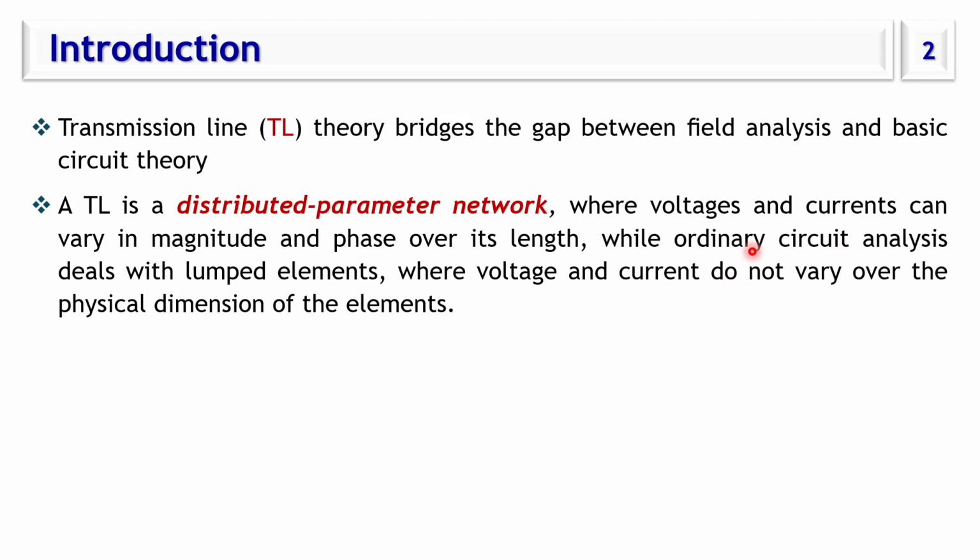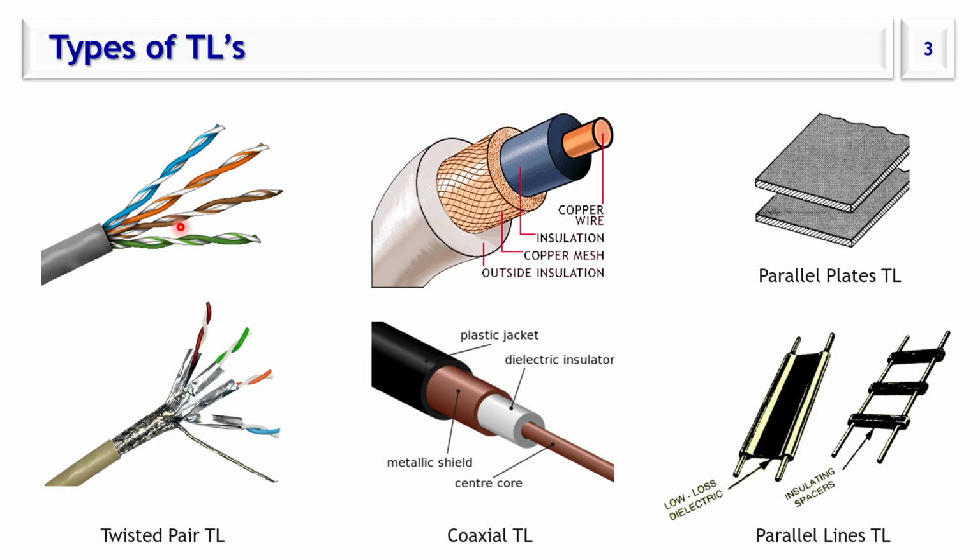This doesn't happen in ordinary circuits, like the lumped element circuits that we dealt with. The voltage and current in a lumped element circuit are constant over each component. So the voltage on this resistance would be constant. While in microwave transmission lines, the voltage and current would change on the same component along its dimension, as we're going to see. The transmission line can come in many different formats.